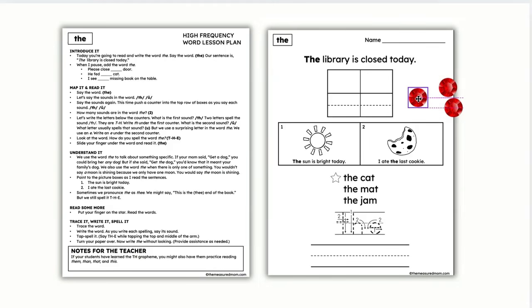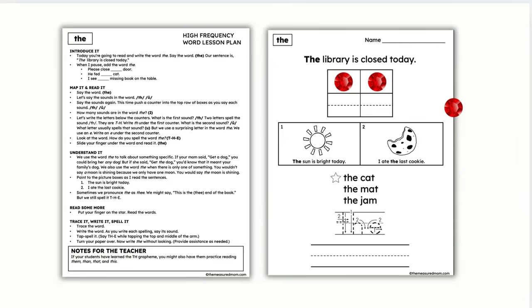So I would say the word, the, and then we would say the sounds in the word. Say the sounds again. This time, push a counter into the top row of boxes as you say each sound. Ready? How many sounds are in the word the? That's right, 2. Let's write the letters below the counters.